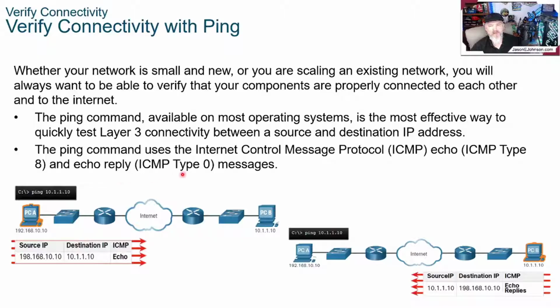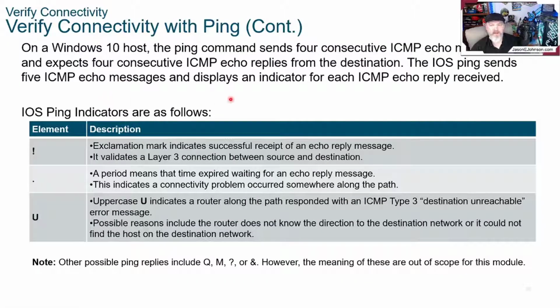The ping command uses the ICMP echo, ICMP type 8, and echo reply, ICMP type 0, messages. So you can echo, or you can ping. Here we're pinging 10.1.1.10, and if it sees 10.1.1.10, it gets a reply back. On a Windows 10 host, the ping command sends 4 consecutive ICMP echo messages and expects 4 consecutive messages in reply. The IOS ping sends 5 ICMP echo messages and displays an indicator for each echo reply received.